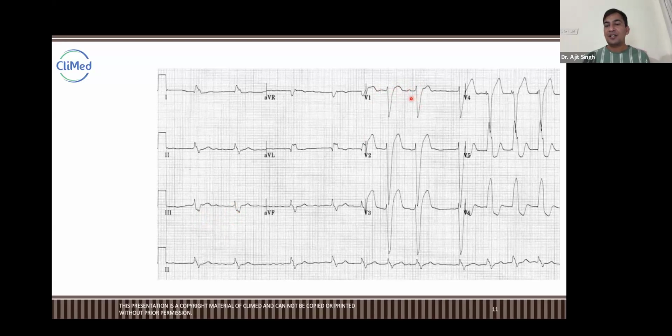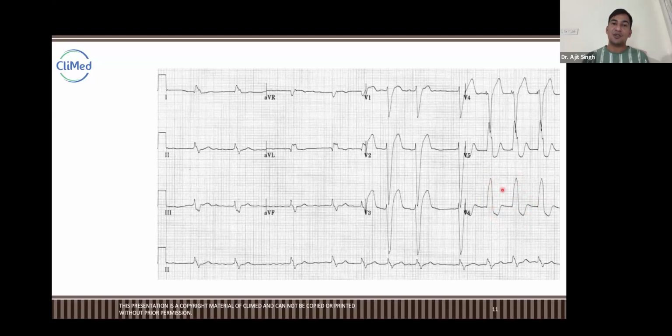Clear W. In V1, it is clear W. Okay, maybe a little less visible, that's why you're confused, but this is W in V1, and V6 is a clear M. I mean, not a very clear M for you to understand, but this is M, this is not W. How could it be W if it is not inverted?